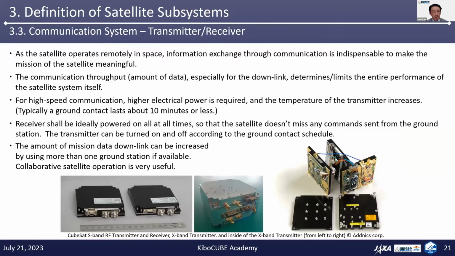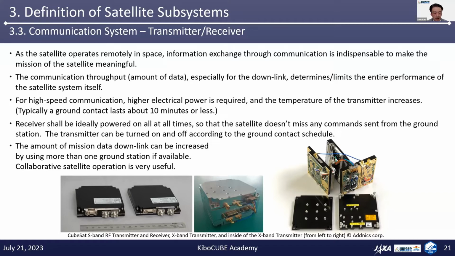The next subsystem I pick up is the communication system. As the satellite operates remotely in space, information exchange through communication is indispensable to make the mission of the satellite meaningful. The communication throughput, namely the amount of data you can transfer, especially for the downlink in general, determines or limits the entire performance of the satellite system itself.